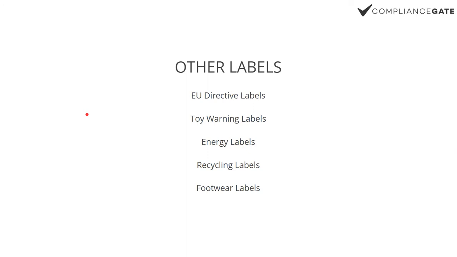Right, a few other labels. As I mentioned, there are labeling requirements within specific EU directives, such as the Low Voltage Directive. There are also toy warning labels, and a few of them have actually been phased out. Then we have the energy labels, energy efficiency. You find that on washing machines, on air conditioners, and so on.